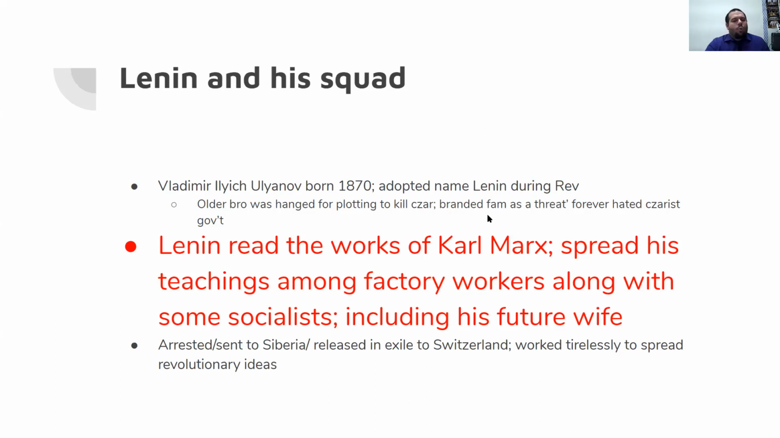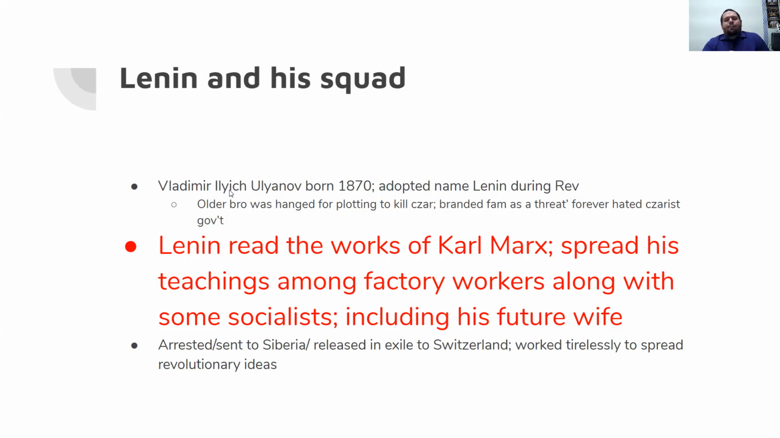So Lenin and his squad, like I said, his real name, Vladimir Ilyich Ulyanov, born 1870, and he adopted the name Lenin during the revolution. His older brother was hanged for plotting to kill the Tsar, and they forever branded his family as a threat. That's why he changed his last name. So he's going to always hate the Tsars. You killed his brother.